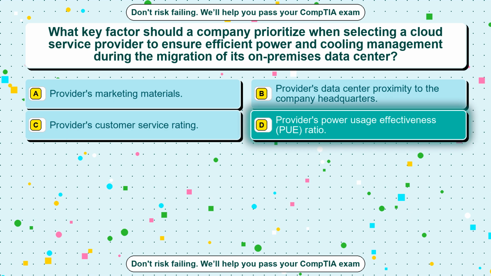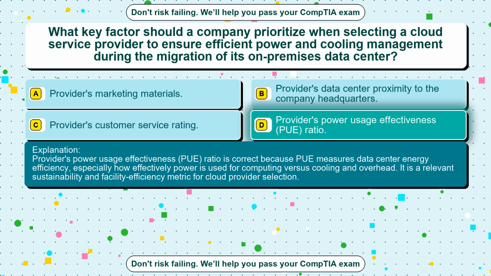The correct answer is option D. Provider's power usage effectiveness, PUE, ratio. Provider's power usage effectiveness, PUE, ratio is correct because PUE measures data center energy efficiency, especially how effectively power is used for computing versus cooling and overhead. It is a relevant sustainability and facility efficiency metric for cloud provider selection.